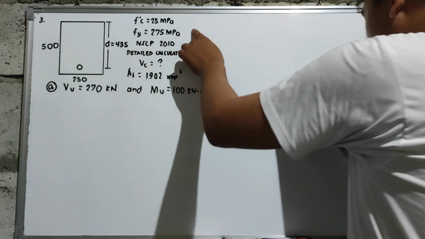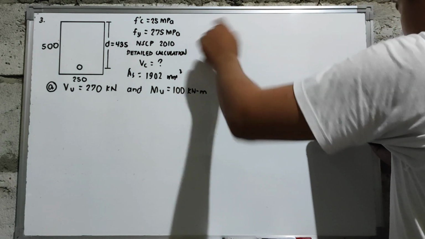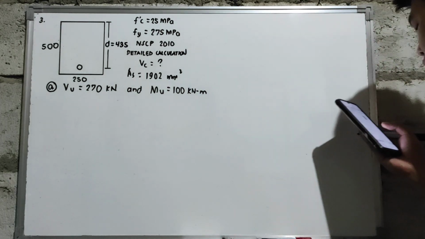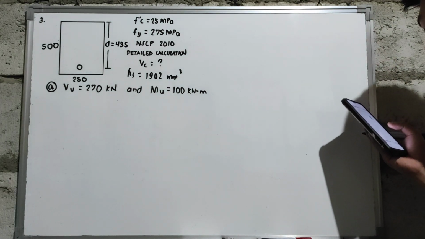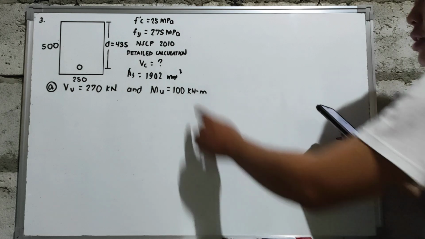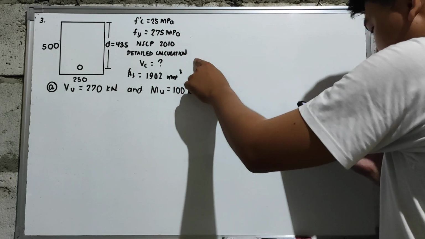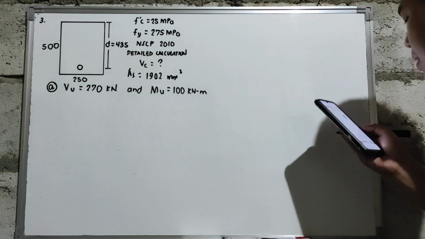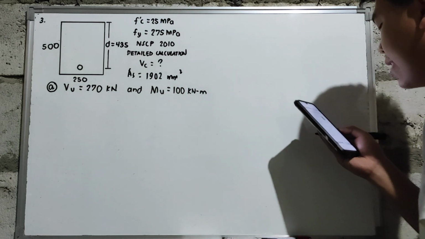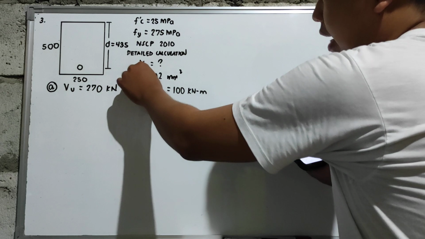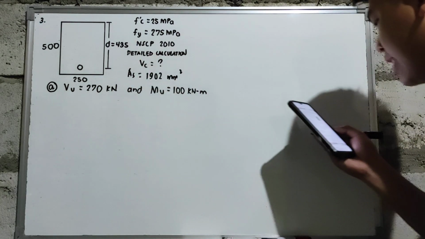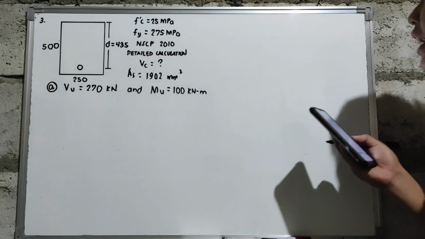Fy is equal to 275 megapascal. Use provisions of section 411.3.2 of NSCP 2010. So we will use NSCP 2010, detailed calculation. Determine nominal shear provided by concrete. So let us find our Vc, considering the following.